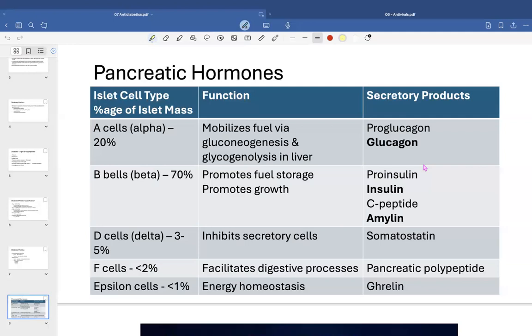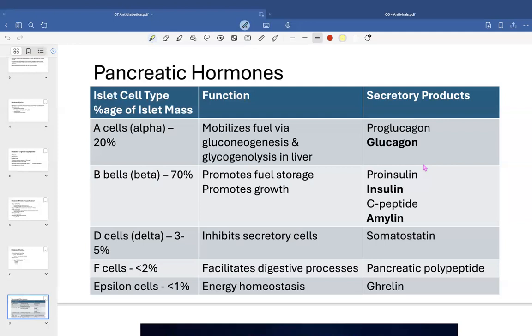There are other pancreatic hormones as well, somatostatin that comes from D or delta cells in the pancreas. Somatostatin is kind of a brake on secretion. It is a fairly broad inhibitor of secretion across the board. There are F cells that secrete pancreatic polypeptide, which has kind of this unclear role in digestion. And then ghrelin is another product from what's called the epsilon cells, and that's involved in energy homeostasis.